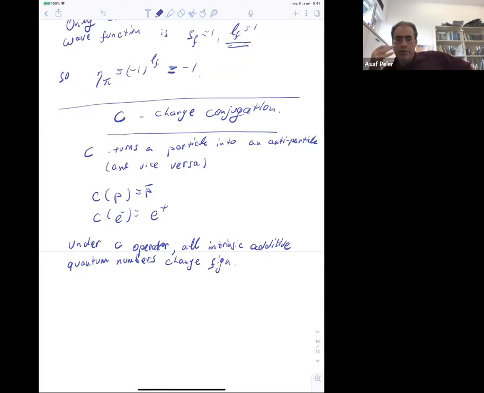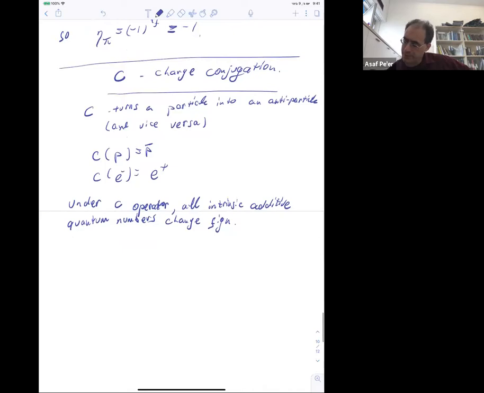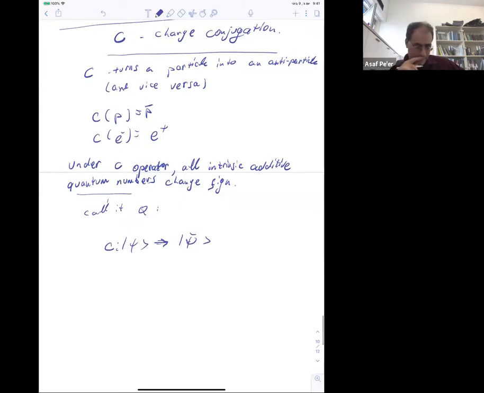So if we generally denote all the quantum numbers by Q, then C acting on a state psi with quantum numbers Q at position r and time t gives anti-psi, with quantum numbers minus Q at the same r and t. And C does not change the spatial or time coordinates.